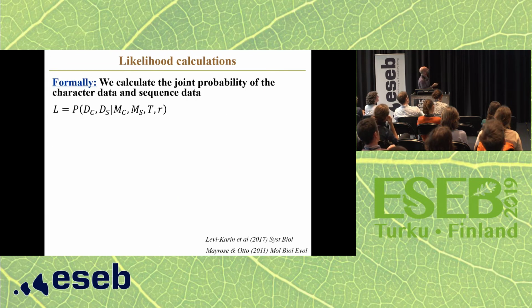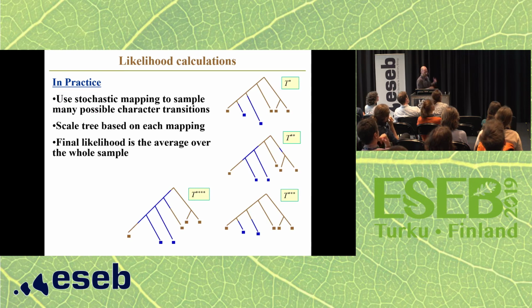And so I won't get into the details, but we use a method called stochastic mapping, developed by Nielsen, to sample the histories of character transitions according to their probabilities. And we do this using the model of character evolution. Okay, so we sample histories according to their probability.